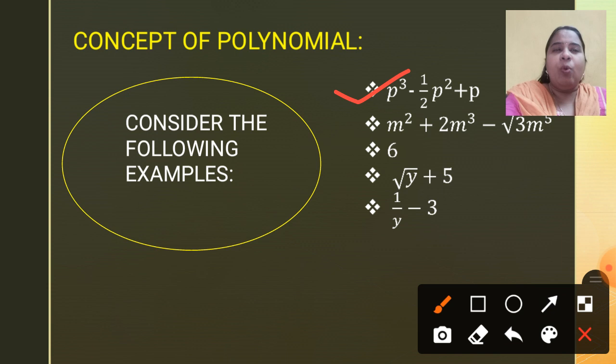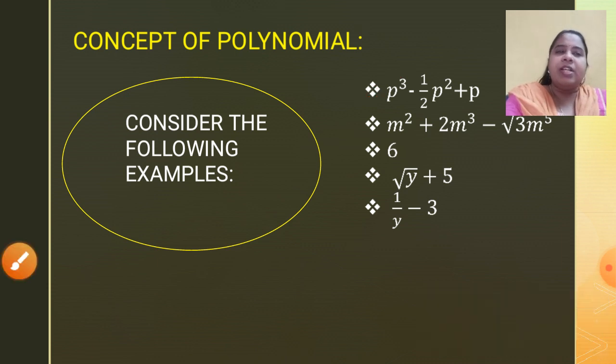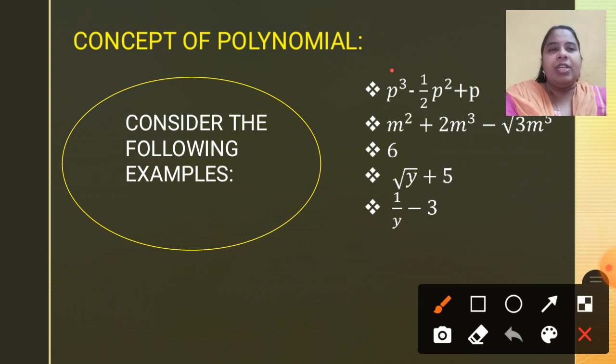Now I hope you know what is degree. Degree means the highest index to which the variable is raised. So in this case, what is the degree of the polynomial? The degree is nothing but 3. Yes, even 2 is there, but the highest number to which the variable is raised is 3. I hope you are understanding it. Look at the next one.